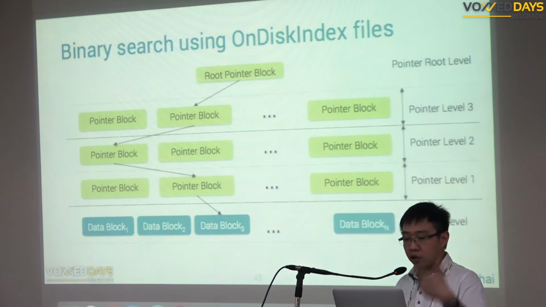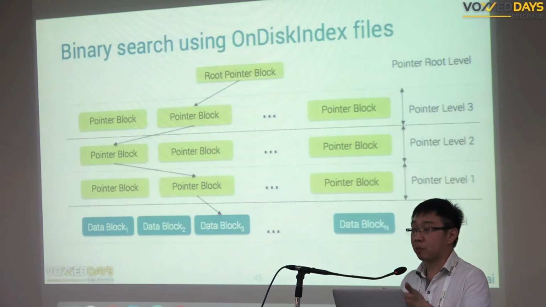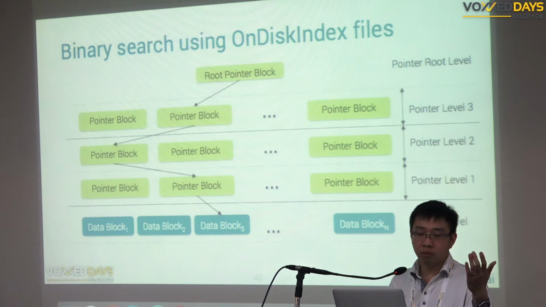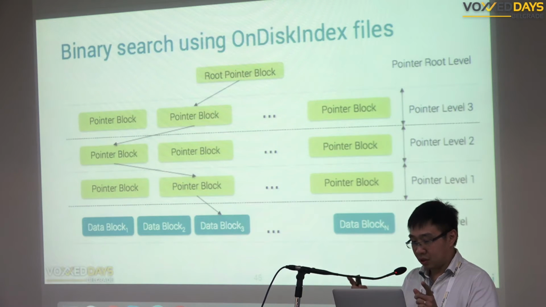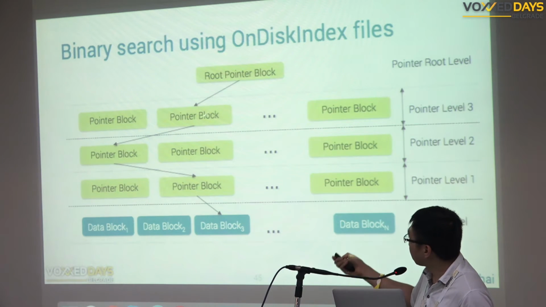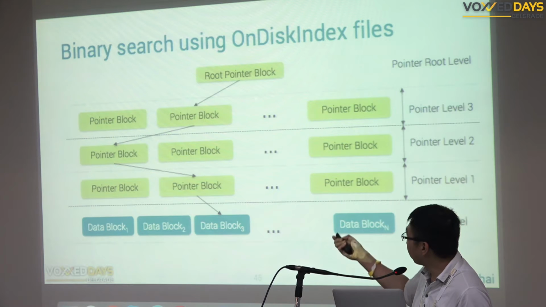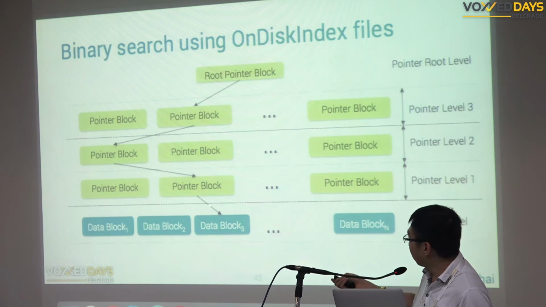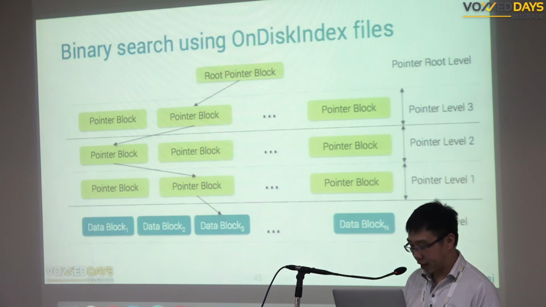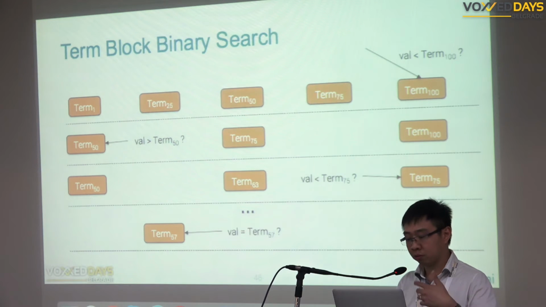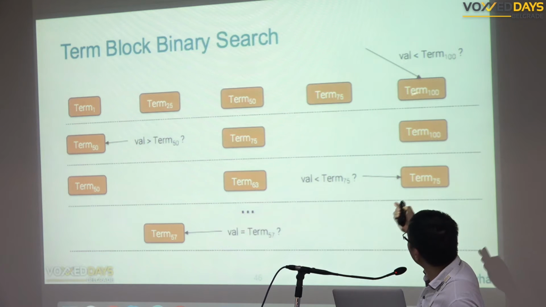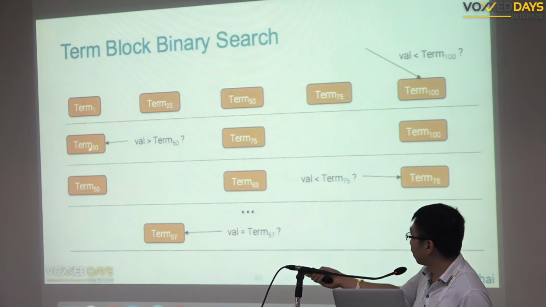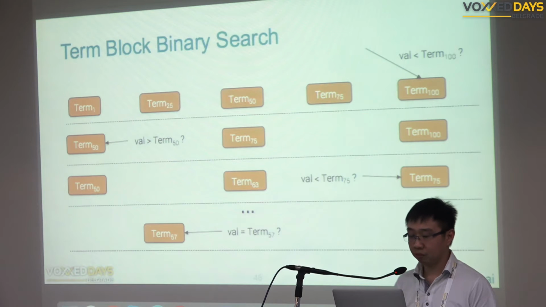And this tree structure is used to perform binary search. So give me, I don't know, all the albums between the 90s and 2010. We will use all those blocks to search. We go down from pointer block to pointer block, and then we reach a data block. When we reach a data block, again, we perform binary search. Is it less than term 100? Is it greater than term 15? And so on.